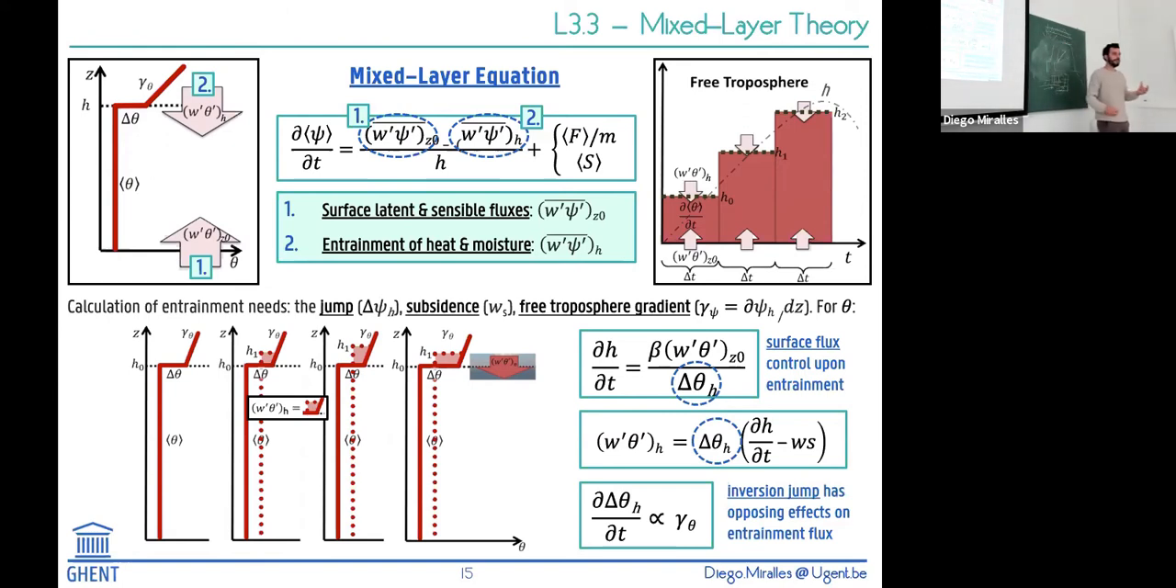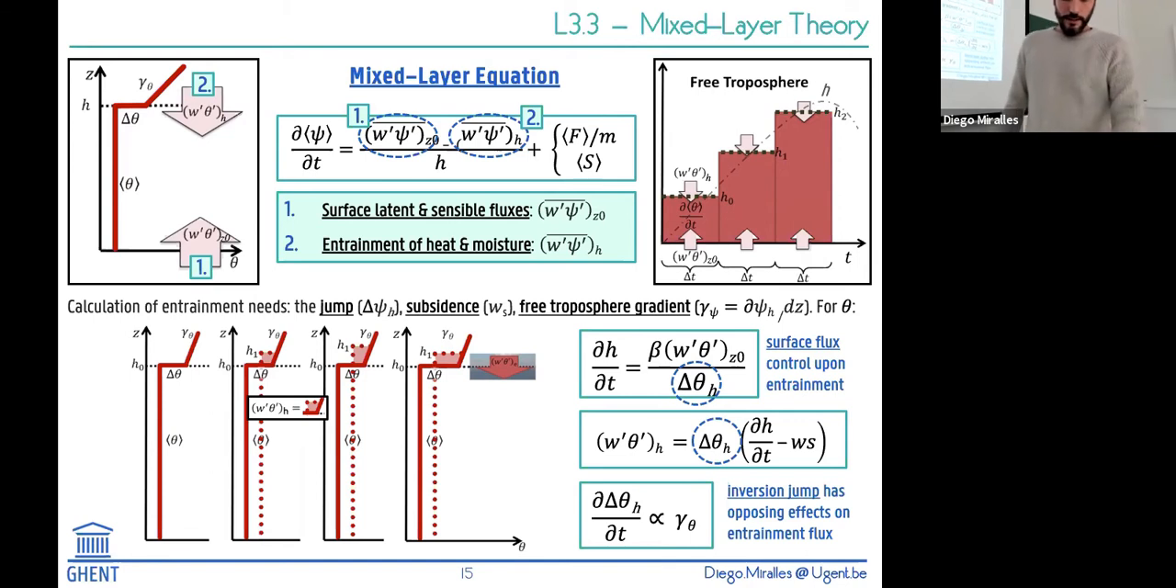The evolution of the jump will be proportional to this slope, this lapse rate. Because if it is very steep, the next step, the jump is going to keep on growing more than if it is not steep. But you got it.